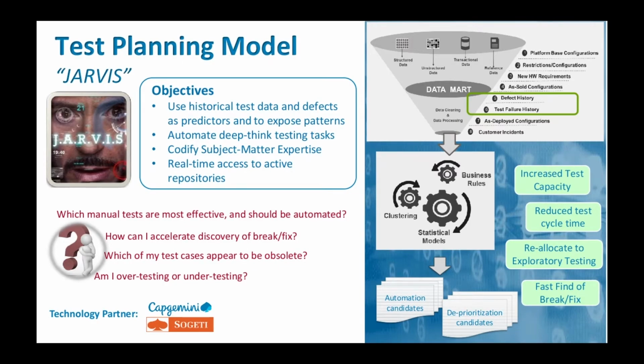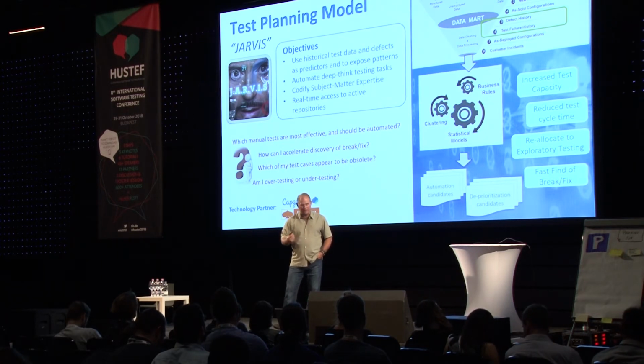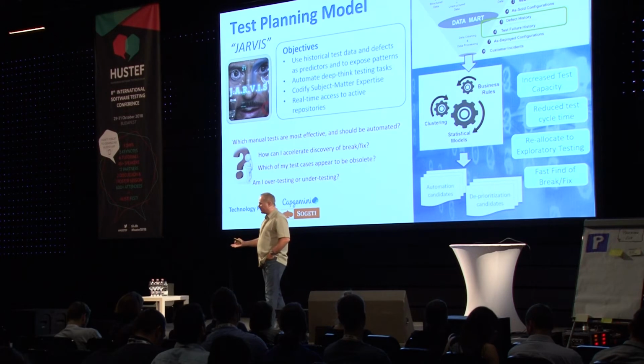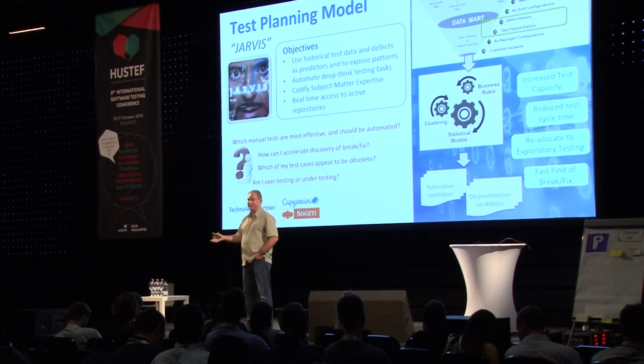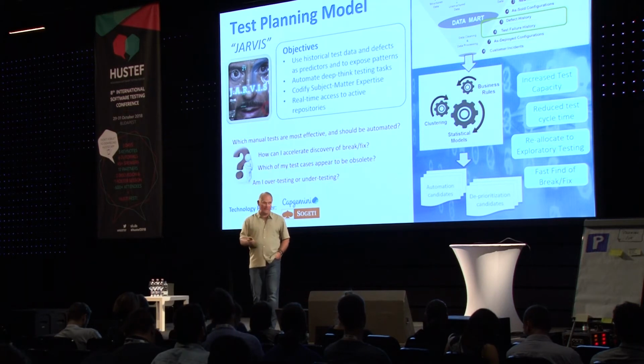Jarvis is our next smart assistant. So this is based off of Iron Man, obviously. It's Iron Man's smart assistant. This is the one that helped us identify the top configuration, or the top test cases and test suites to use. And it's the smart assistant that helps us identify which ones are going to identify the break fix, if I'm over testing or under testing, which ones do I not test. So this is the second one. This is the one that we partnered with Capgemini.